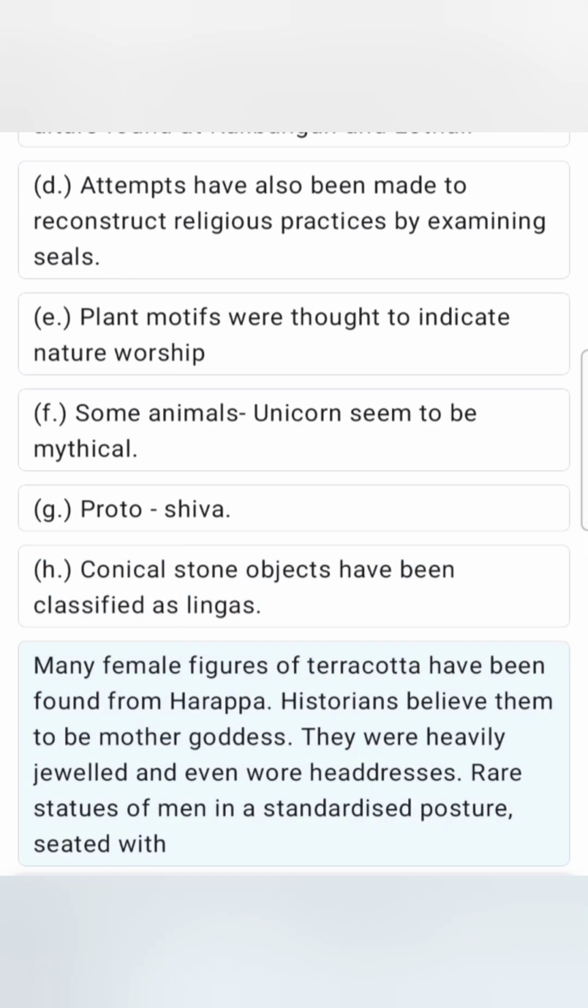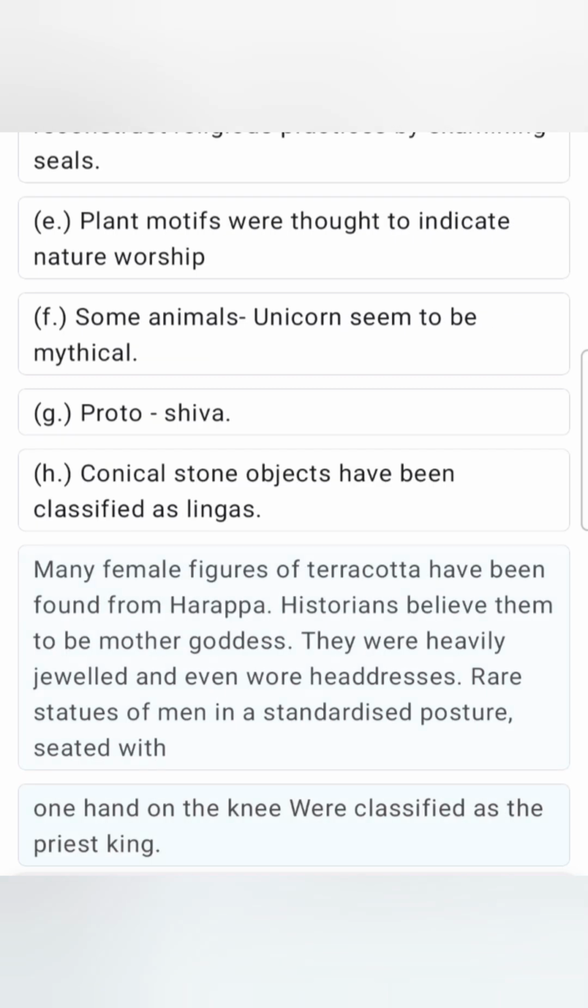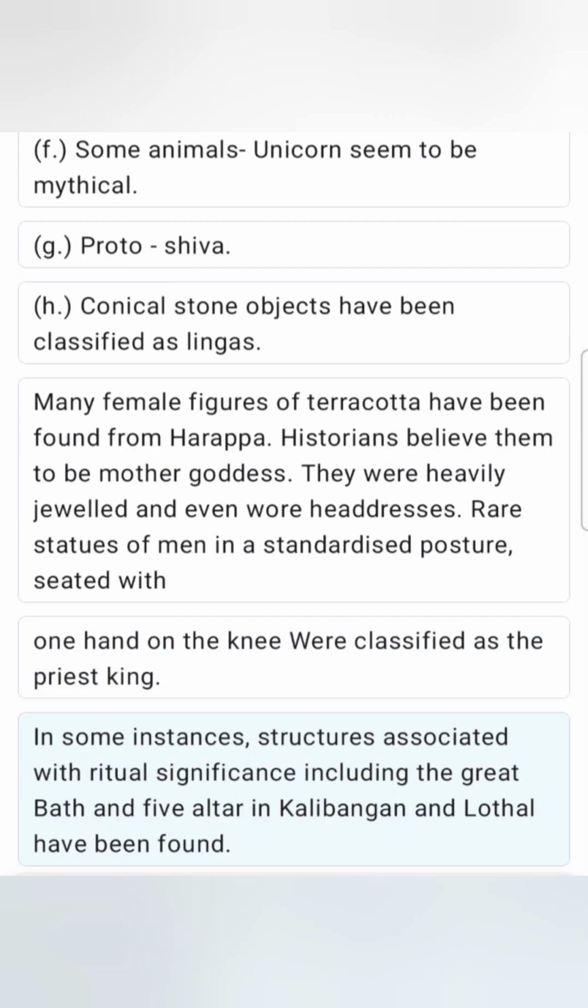Many female figures of terracotta have been found from Harappa. Historians believe them to be mother goddesses. They were heavily jeweled and even wore headdresses. Rare statues of men in a standardized posture, seated with one hand on the knee, were classified as the priest king. In some instances, structures associated with ritual significance, including the Great Bath and fire altars in Kalibangan and Lothal, have been found.